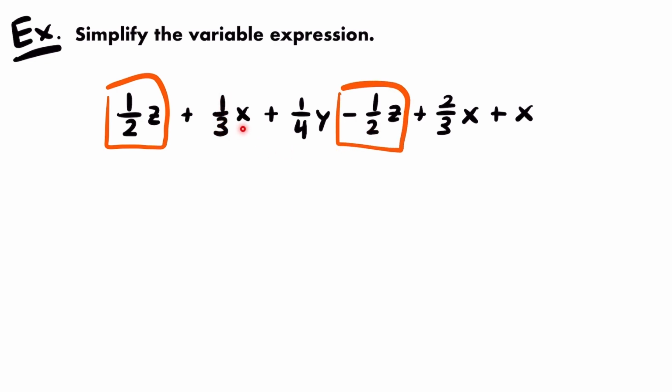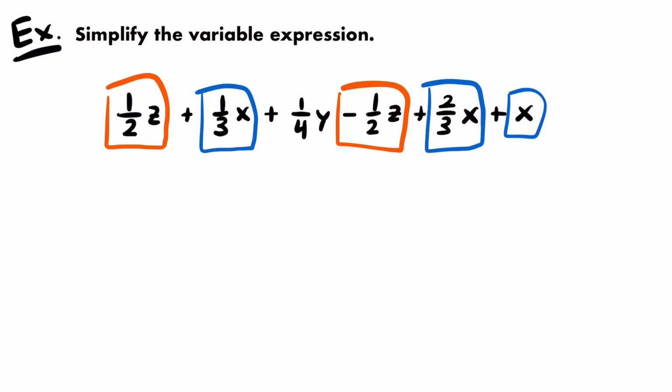We have 1/3 x. And so let's see if there are any other terms in this variable expression that have the variable part x. So this one doesn't, it's y. But then these two both have the same variable part of x, right? We have 2/3 x and then just x. So that would be 1x. So there's actually 3 different terms that have the same variable part of x in this case. So we will be able to combine all 3 of them. We will combine 1/3 x, 2/3 x, and x.